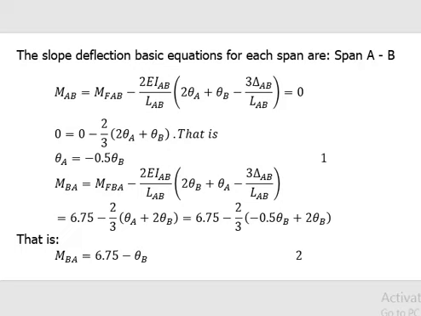The slope deflection basic equations for each span will be presented here. For span AB, we calculate MAB is 0. That delta is also 0. When you resolve, we have equation 1, that's theta A equals minus 0.5 theta B. We now solve for moment at the right support, that's MBA. As usual, when you simplify, you arrive at equation 2, that's MBA equals 6.75 minus theta B.